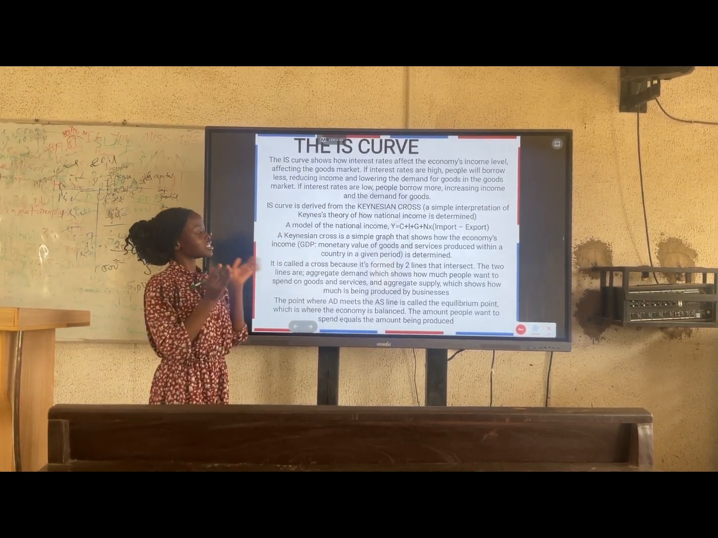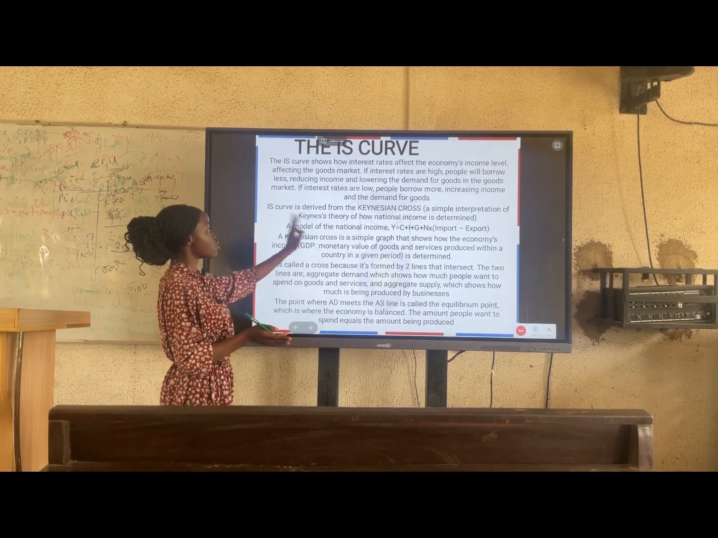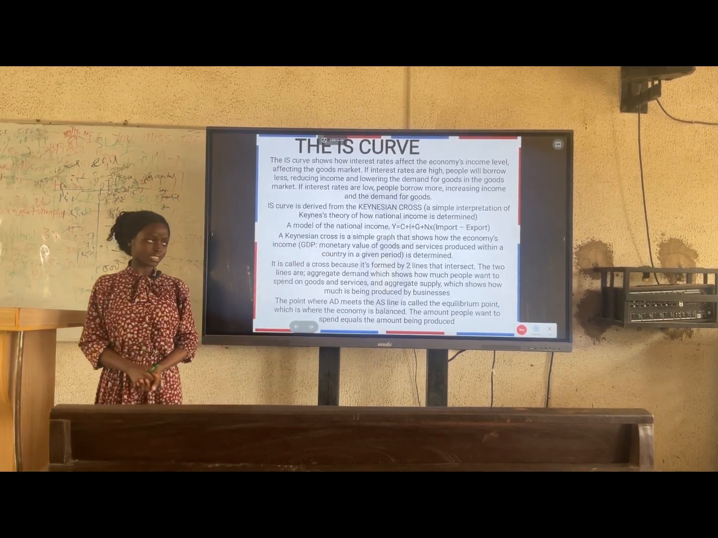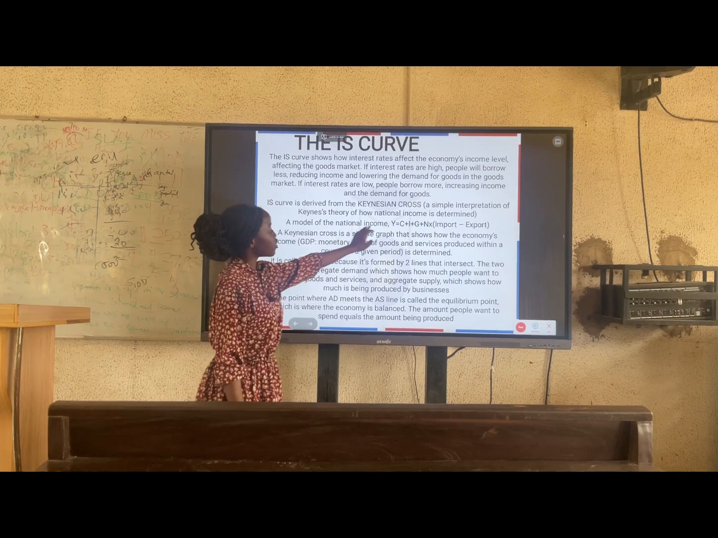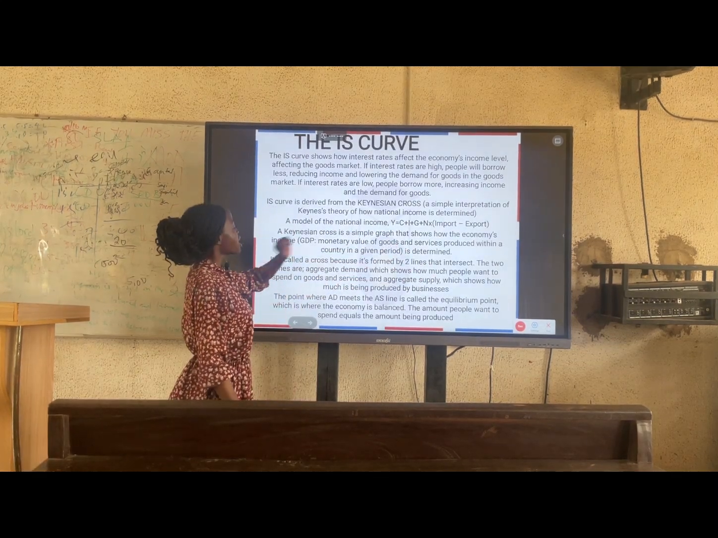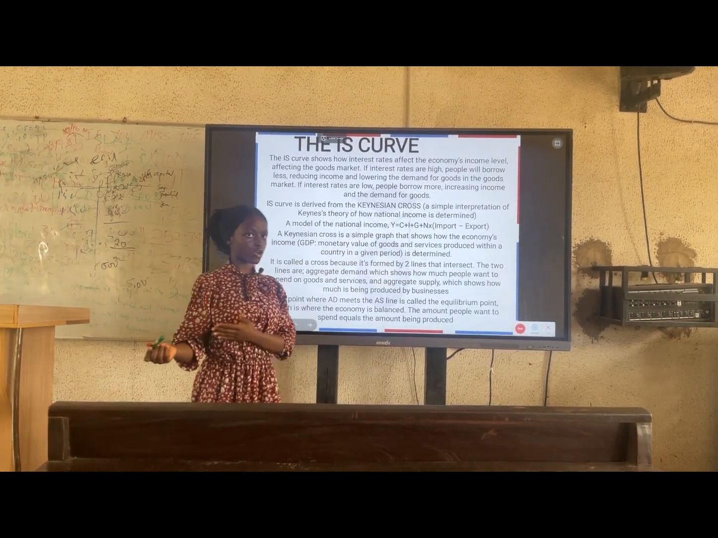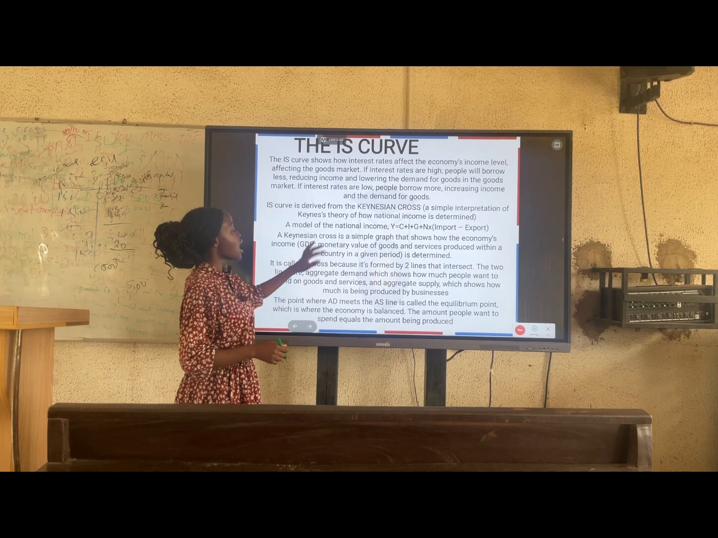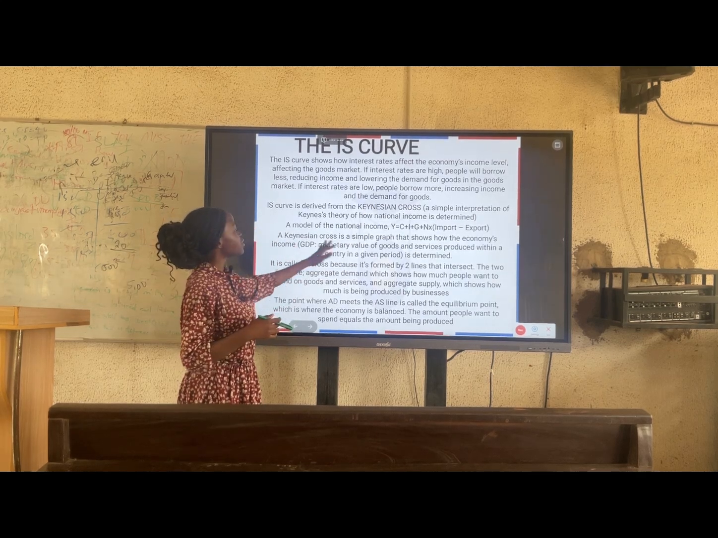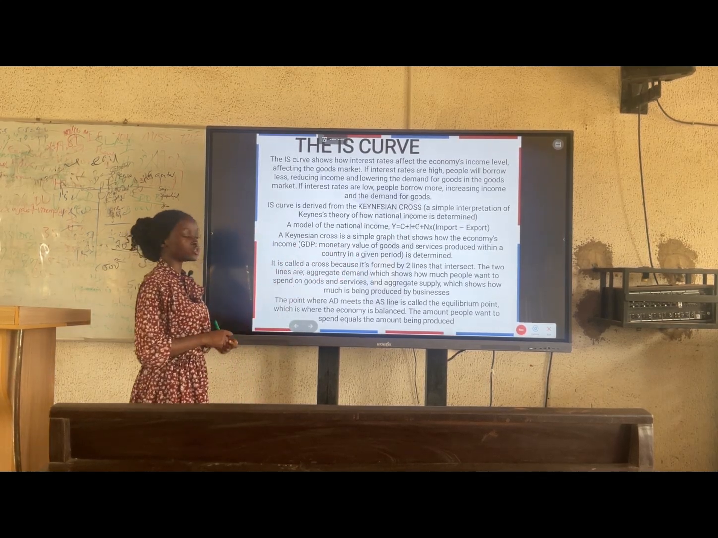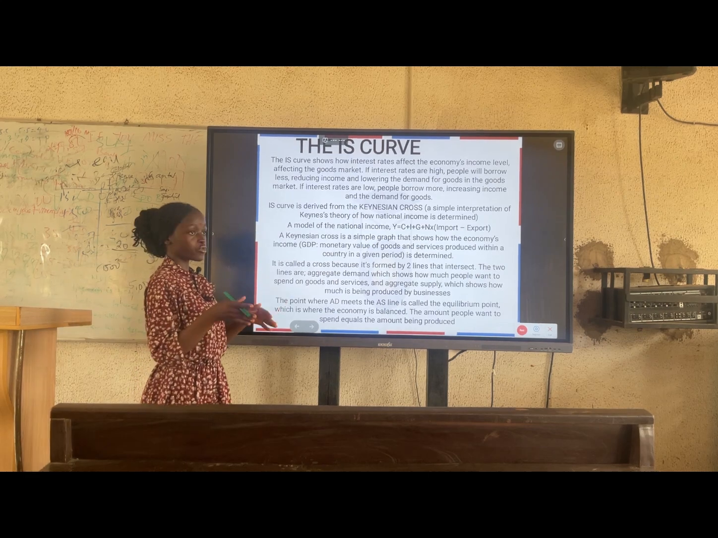The Keynesian curve is a simple interpretation of the Keynes theory of how national income is determined. So this is a model of the national income. The Y stands for national income, which can also be called GDP. And what does GDP mean? It means the monetary value of goods and services produced within a country in a given period.